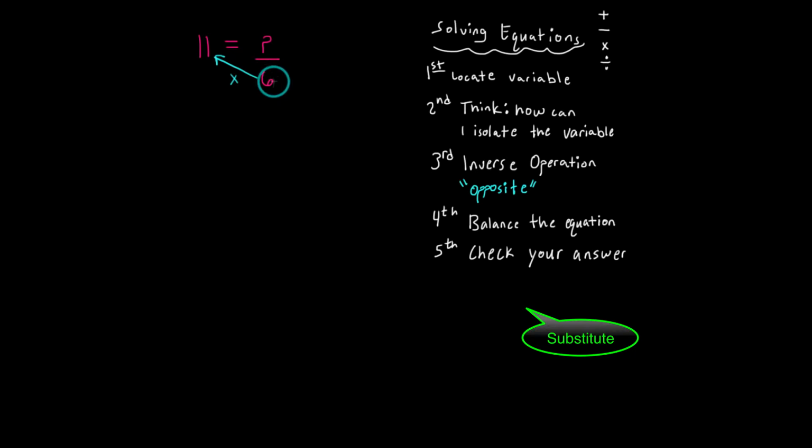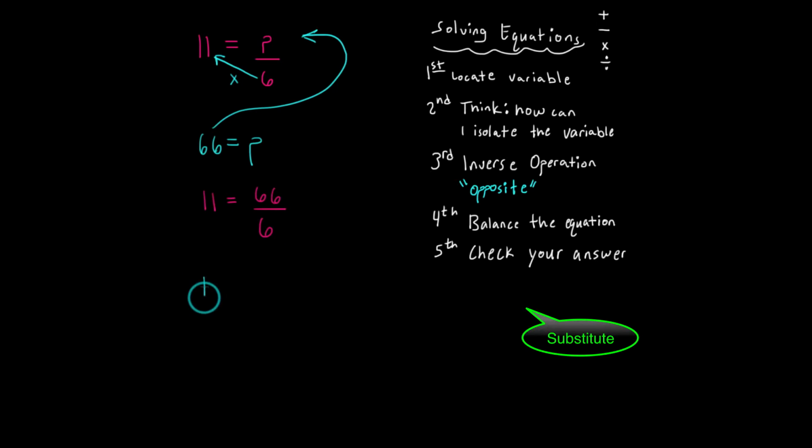Okay, so I'm going to push this 6 over to the other side of the equation. So 6 times 11 gives a value of 66, and that's equal to p. I'm going to take 66 and substitute it back into the original equation for p. So I'm going to change colors. I have 11 is equal to 66 divided by 6.